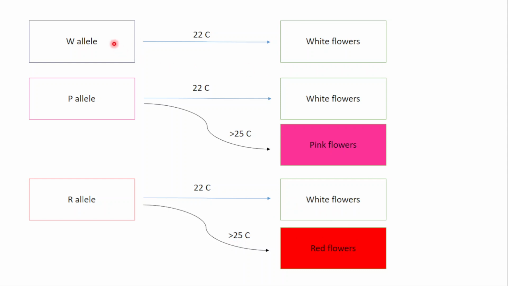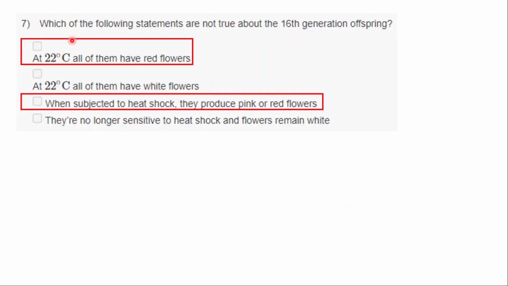So if you take the plant which is constantly producing white flowers even after heat shock, which is the W allele plant, and we breed it for 16 generations, then we do not have these alleles. P and R alleles are not there. They are lost. It's just the W allele. So now we will have a plant similar to the phenotype of the W allele. So at 22 degrees Celsius, they will have white flowers and they are no longer sensitive to heat shock and flowers will remain white. These two are the correct statements.